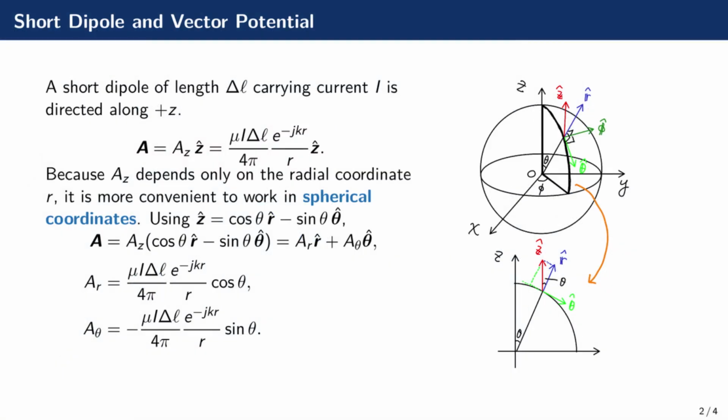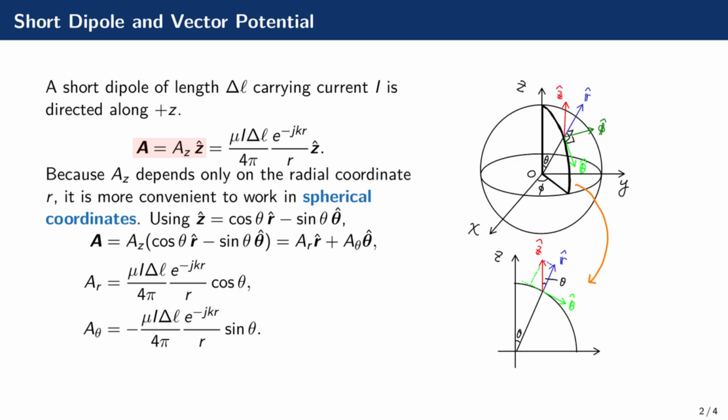Now that we have obtained the vector potential, we move on to the electromagnetic fields. In this section, we discuss the radiation field of a short dipole. Consider a short dipole of length delta L carrying current I and directed along the positive z-axis. For this source, the vector potential has only the z component.